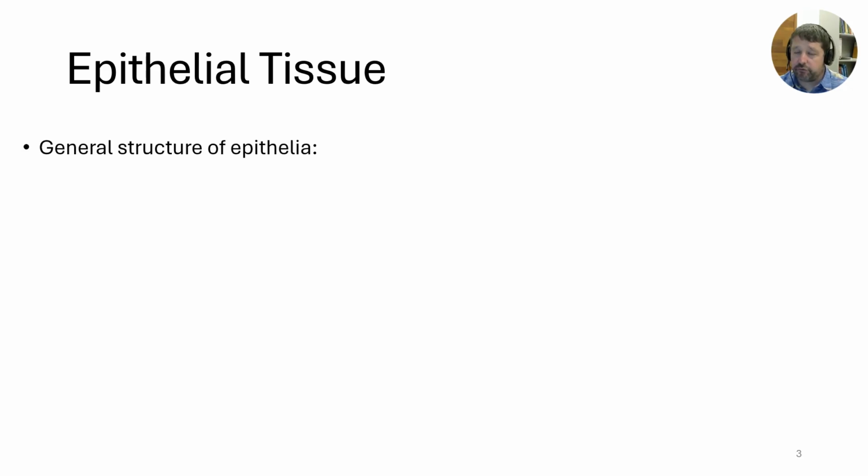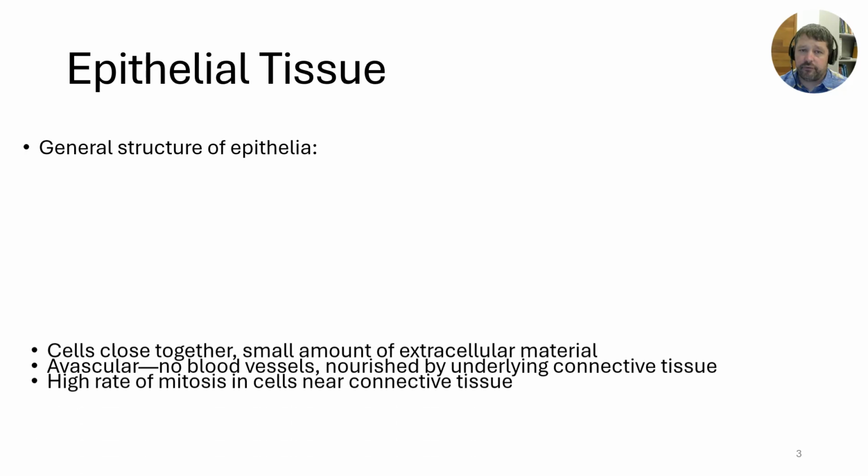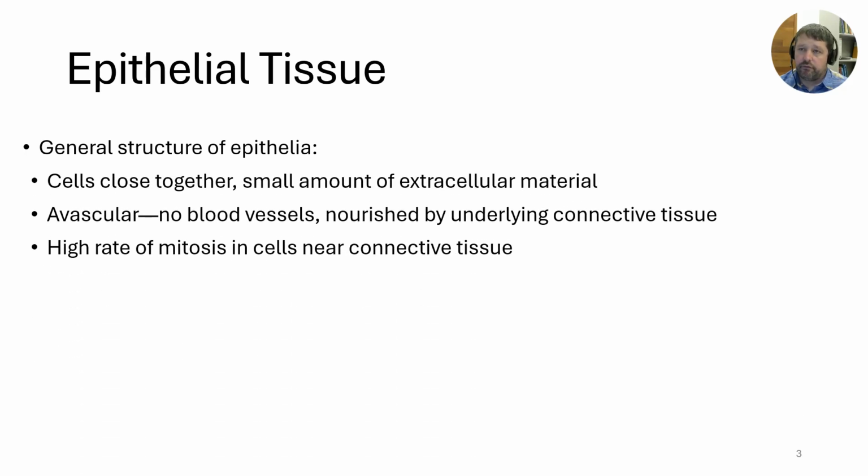So let's look at the general structure of epithelial tissue. Okay, one of the key components is that epithelial tissue is typically sheet-like. It could be just a single sheet, but the cells are close together. So there's less extracellular material. There's less of that fluid that we were talking about before. That could be protein and water and maybe some carbohydrates. There's less of that extracellular material.